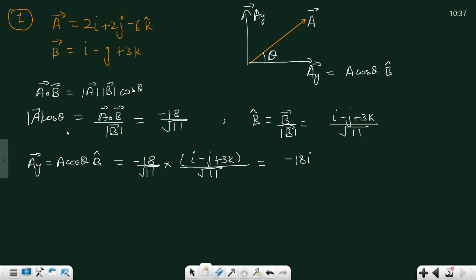No, so my final answer is that. Now your final answer is minus 18 by 11 (i minus j plus 3k). So we can multiply magnitude of a with cos theta, no? No, beta, this is not the correct process. You just need to apply this process because in this process we are taking a cos theta as the magnitude and direction as b.